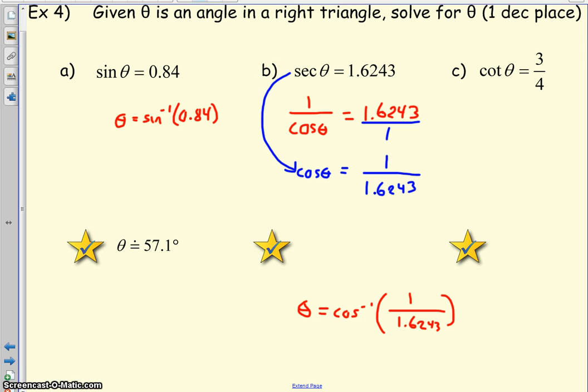Okay, so run that through your calculator. Make sure you get the correct answer of about 52 degrees. Okay, and last but not least, try the third one on your own to make sure you can get it to work. You should get an answer of about 53.1 degrees.